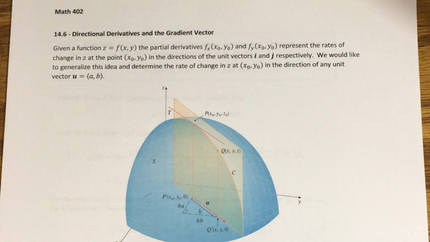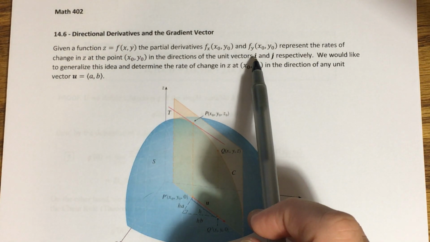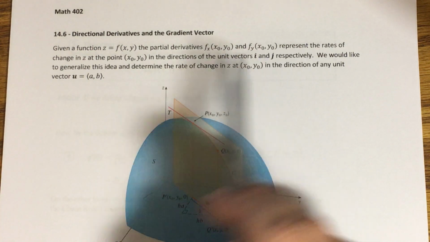And so now if we start thinking about the rates of change in this function in the direction of some particular unit vector, the question arises, what happens if we want to look at the rate of change in our function in the direction of some arbitrary vector as opposed to just i or j, the x or y direction? And that's the first thing that we want to come up with, a way of determining that rate of change in the direction of any particular vector, not just i or j.